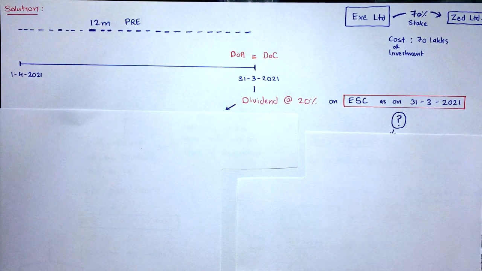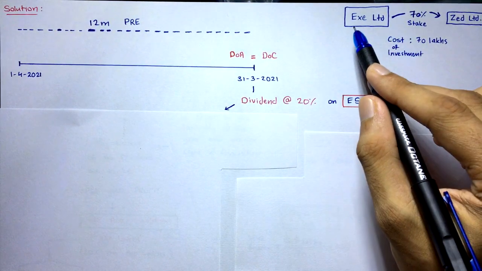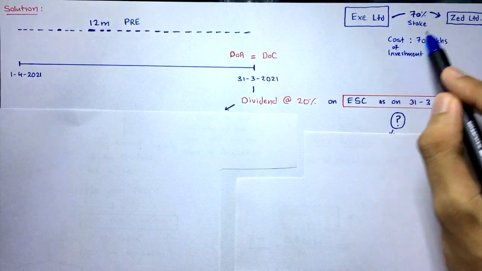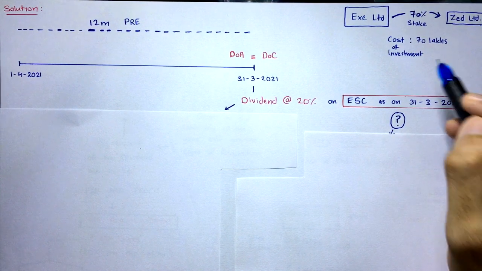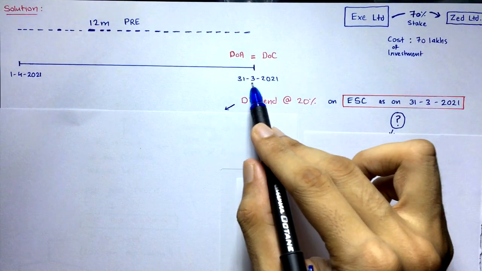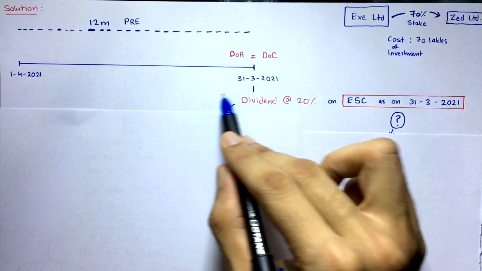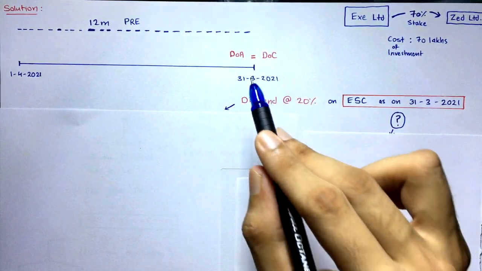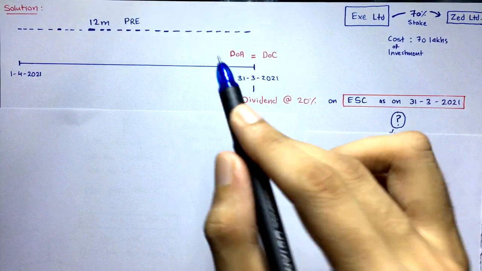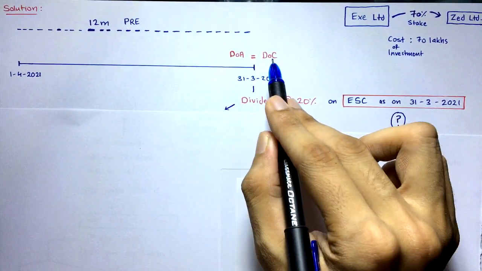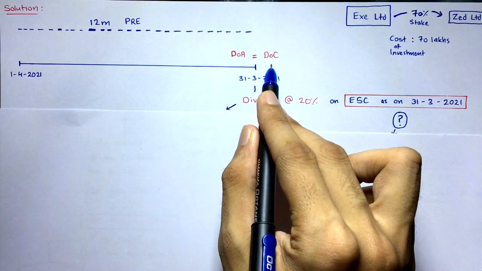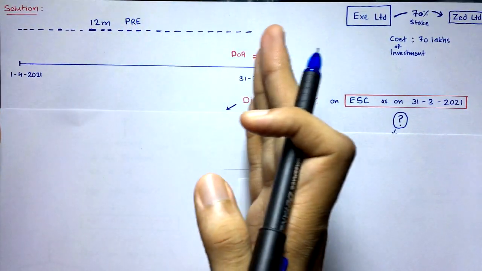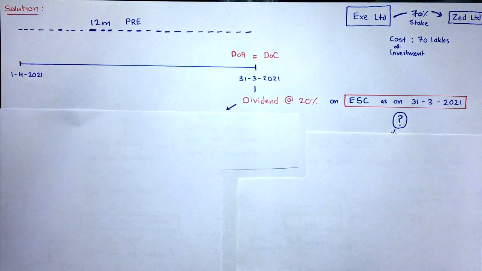Now see here, we have the solution. First, let's understand the timeline of this question. So what happened was, see here, Exi Limited, the holding company, acquired 70% stake in Z Limited at the cost of 70 lakhs. Isn't it? Yes. And this acquisition happened on 31st March 2021, the closing date of the year. Right? So if it's happening on the closing date of the year, that means date of acquisition is equal to date of consolidation. So when that is equal, then the entire current year period would be pre-acquisition period.